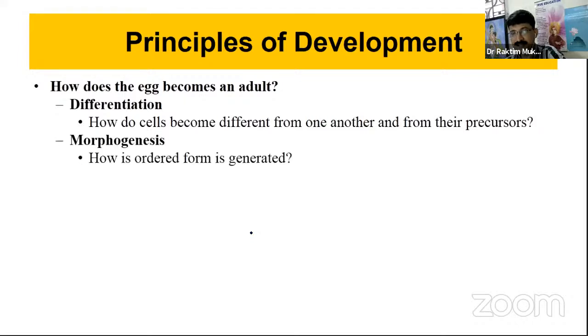The next principle of development is morphogenesis. Morphogenesis tells us how an ordered form is generated, why random events do not take place, and how an entirely ordered form is generated. That is morphogenesis.